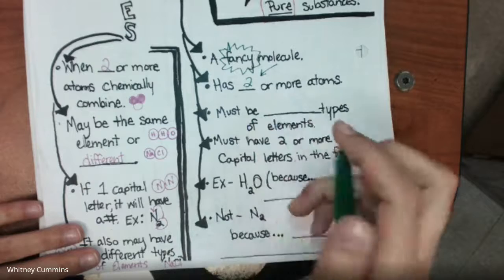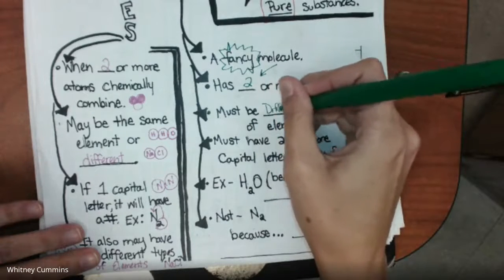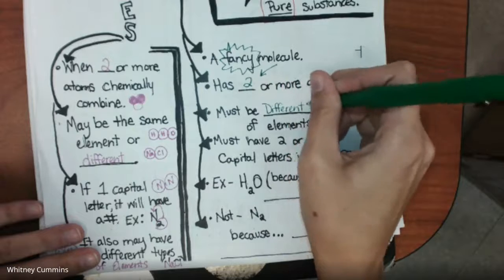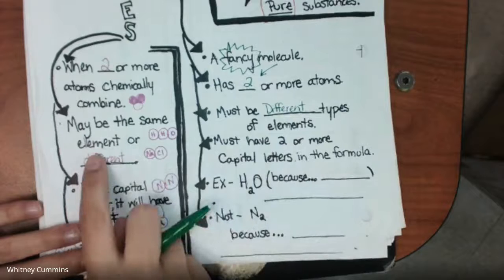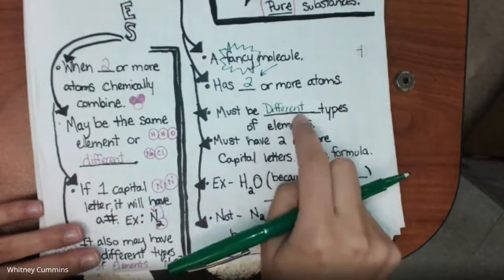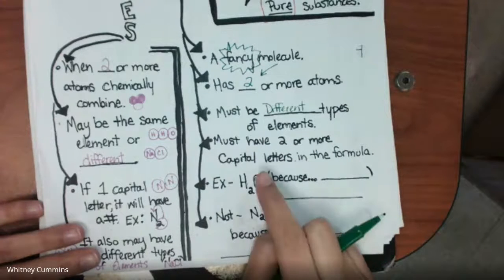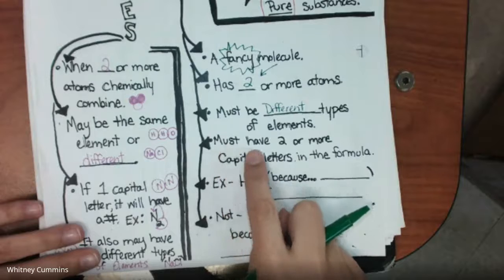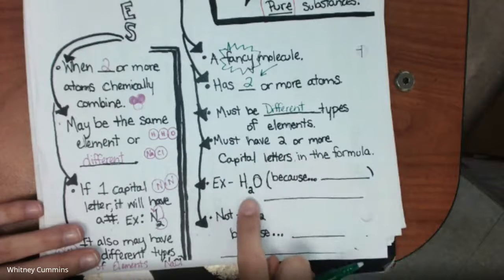But in this case, they must be different types of elements. They have to be different. Here they didn't. They could be the same or they could be different. But here they're fancier. They've got to be the different ones. So when you're looking at that chemical formula, it's got to have two or more capital letters in the formula.